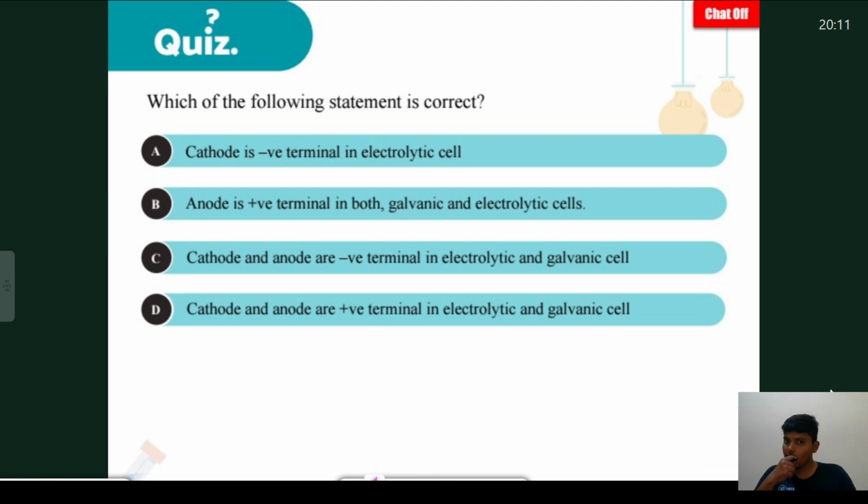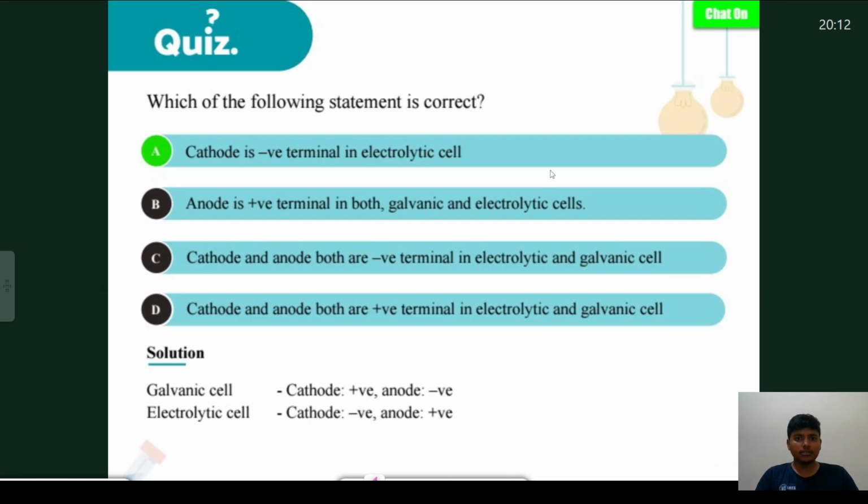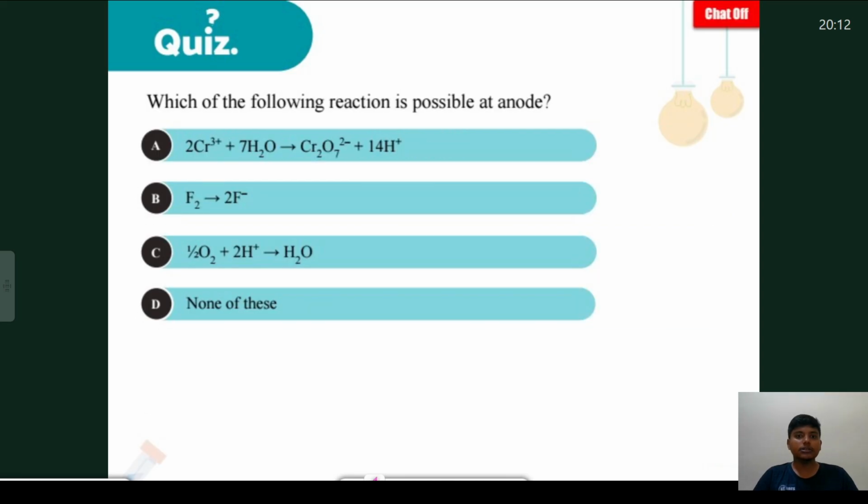Sir, option A. What about others? A. Okay, next. So A, simply cathode is negative in electrolytic cell. Next, which of the following reaction is possible at anode?